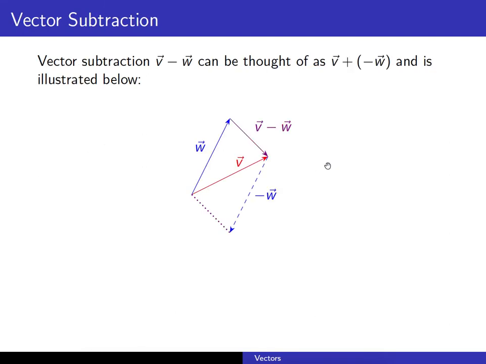Vector subtraction can be thought of as adding the opposite. So v minus w, vector v minus vector w, can be thought of as vector v plus negative vector w. So with vector subtraction, we have vector v, and then we're going to take vector w and make it the opposite. We saw in the last slide how it's going to just flip this vector w around. So now we have v plus negative w, and here's where we end up with v minus w. So we started here and ended here.